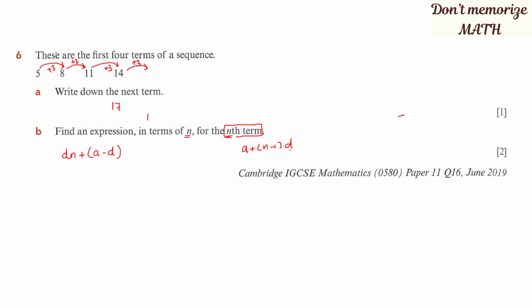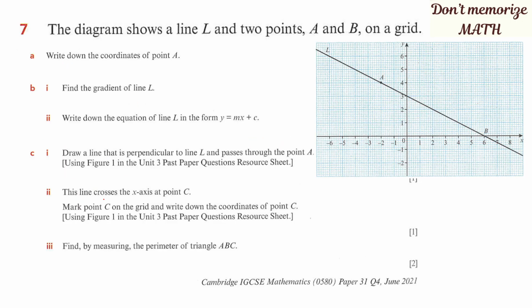d is the difference. So here the difference is 3. So you can take 3n plus a minus d. a is the first term. First term is 5. So 5 minus d, the difference, that is 3. So 3n plus 2. Okay, anyway you can find it. You can use any method. You will get the same answer. So here the nth term is 3n plus 2. Okay, so question number 7.